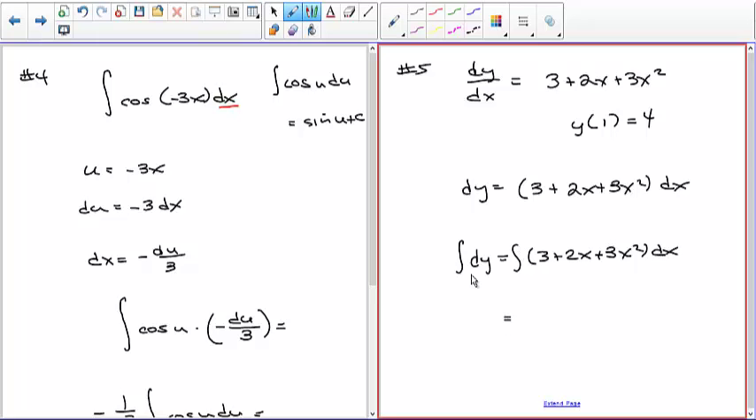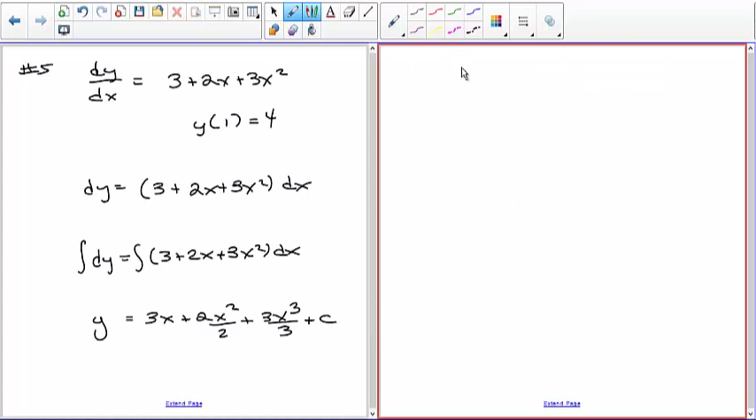Okay, so now we integrate. The integral of dy is y. And then here you integrate. Most people did the integration correctly. And we add our arbitrary constant c after we integrate. And then you can simplify it by canceling out the 2's and the 3's. So it becomes this.